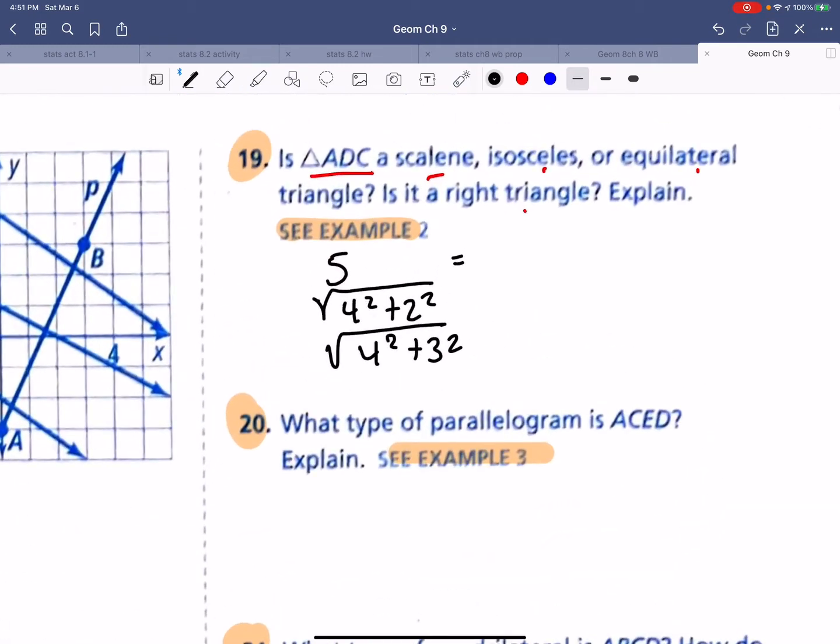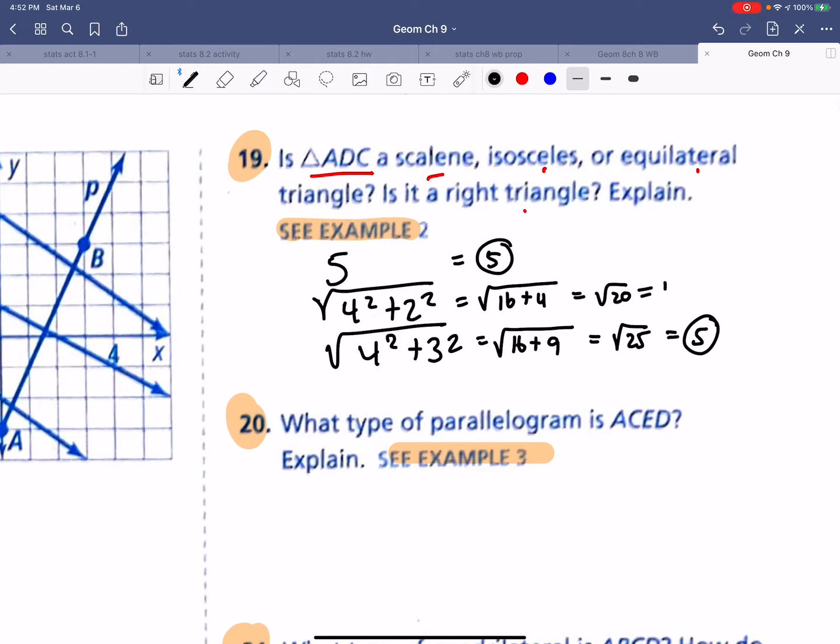Let's dig a little deeper. All right, so that would be 16 plus 4, so that's the square root of 20. That'd be 16 plus 9, so that's the square root of 25. Okay, so this is 5, and that's 5. And this is a decimal, like 4 point something. So let's just grab a calculator. The square root of 20 is 4.4.